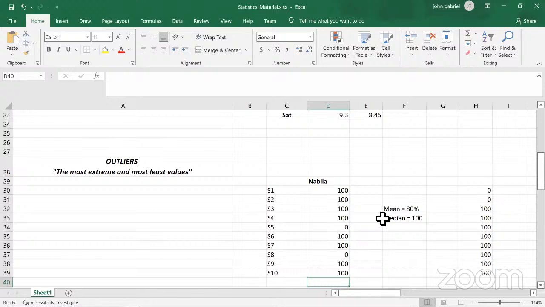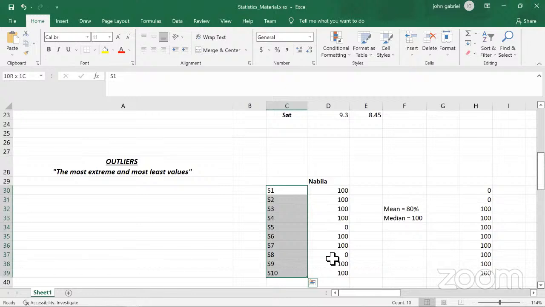Now median is nothing but, whatever values we have, we arrange these values in ascending order or descending order. Any order you can do it. Here I've arranged it in ascending order: 0, 0, and all the other values. Now, since we are having an even count here, 10 numbers, we take the middle two numbers and take an average. If it is 11 subjects, what is the middle number? From 1 to 11, what is the middle number?